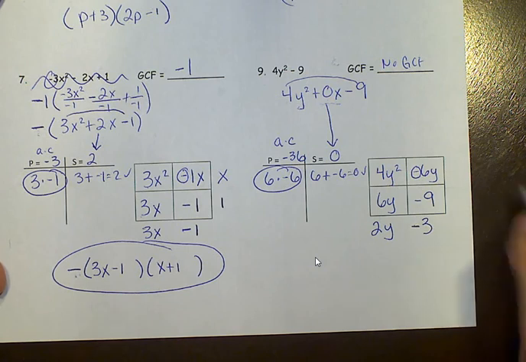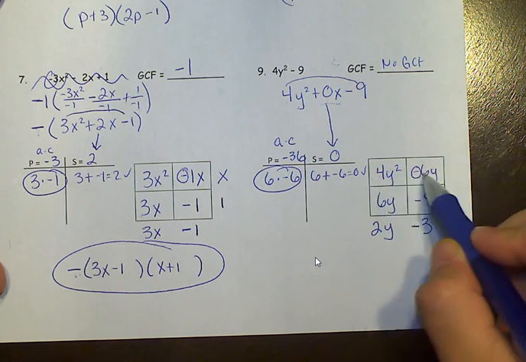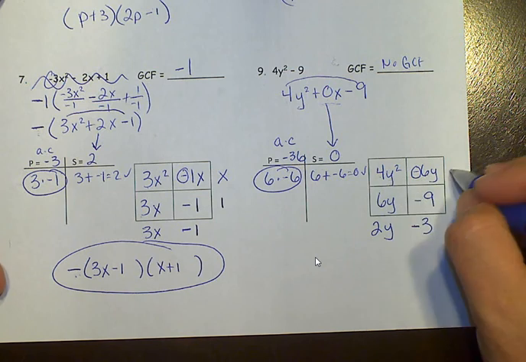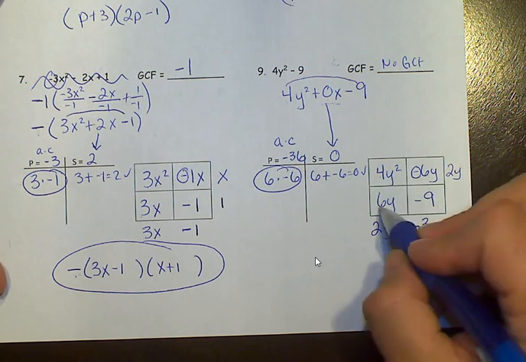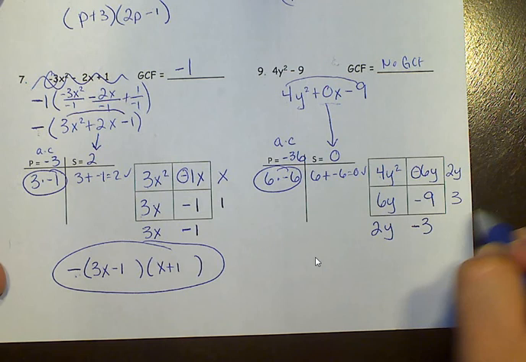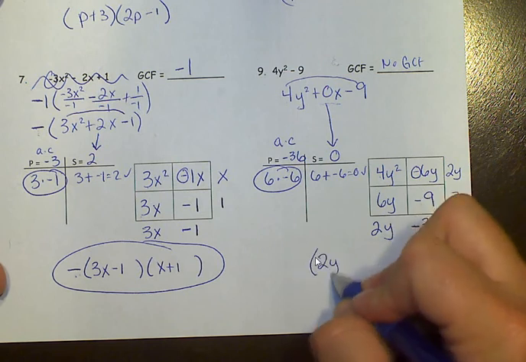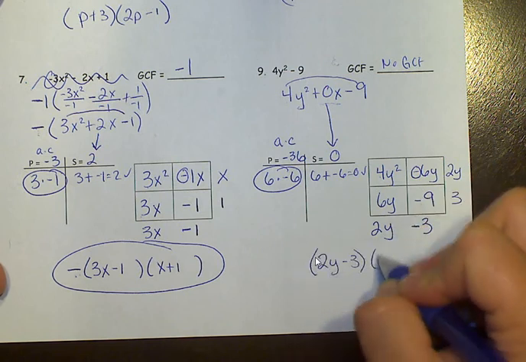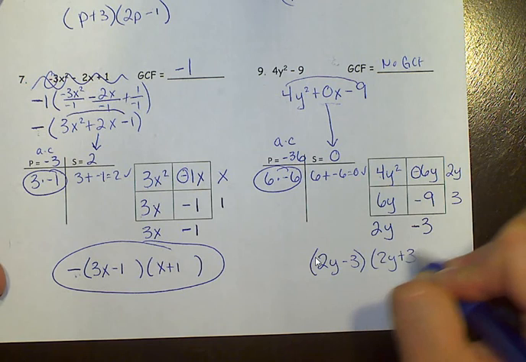Left to right, 4 and 6. Take out a 2y. 6 and 9. Take out a 3. So 2y minus 3, 2y plus 3. That's my final answer.